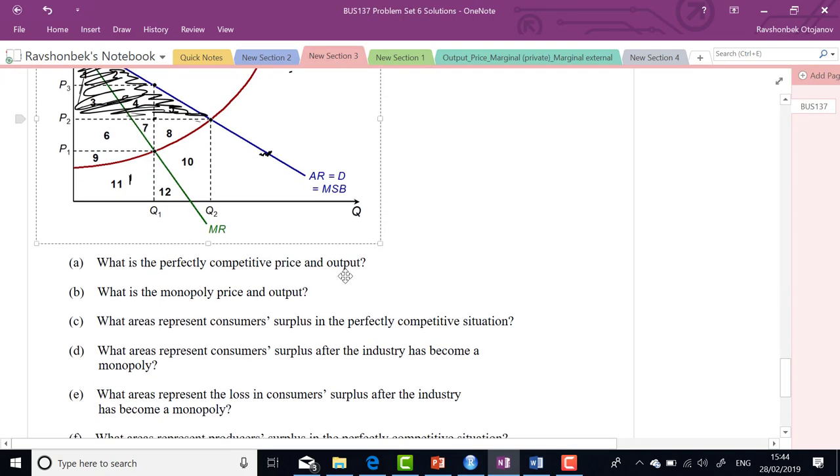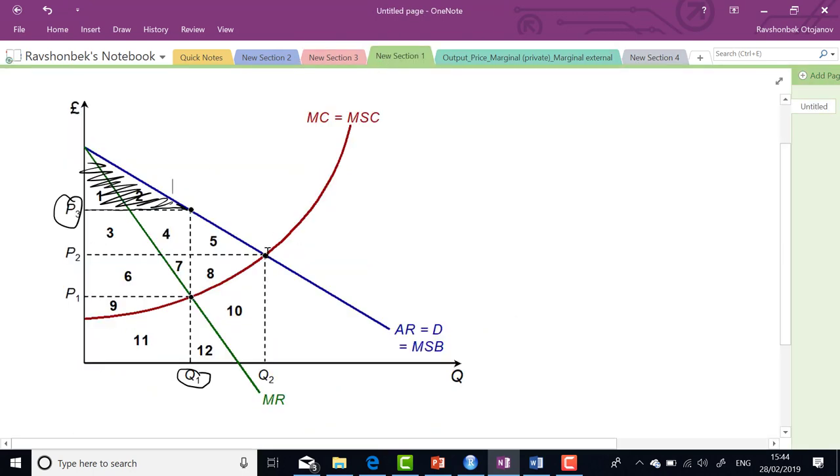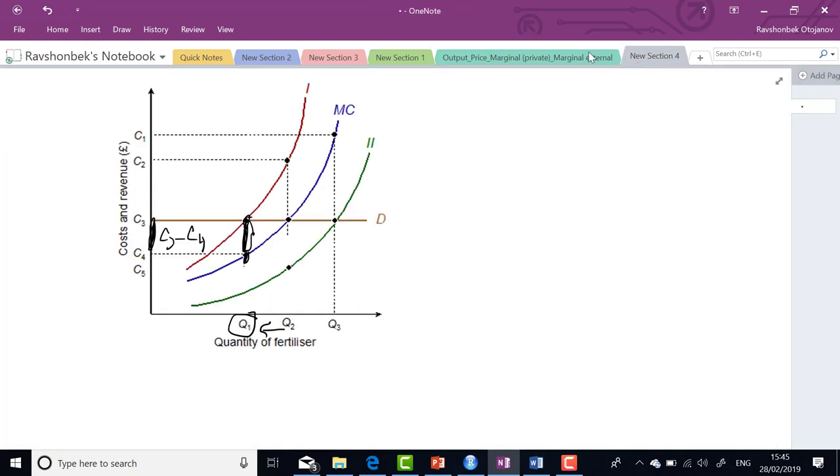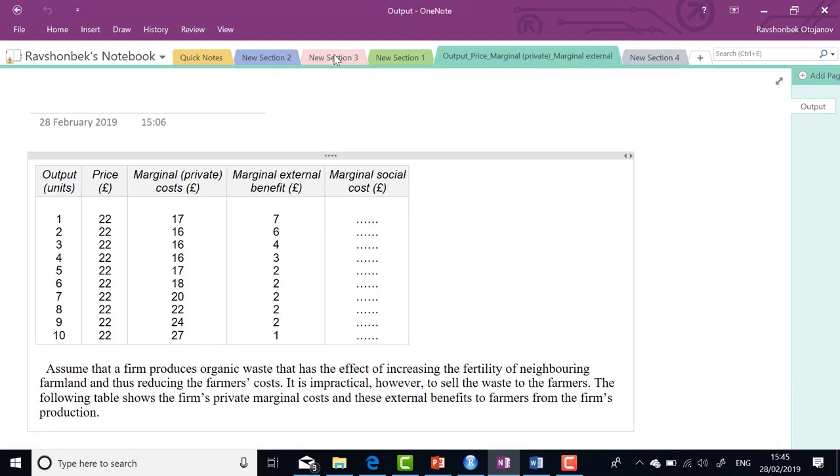What areas represent the loss in consumer surplus after the industry has become a monopoly? Yeah, it's 3, 4, and 5, isn't it? Because of monopoly, the price has risen. That means consumers initially had 3, 4, 5, 1, 2, but they lost it. They only have 1, 2 now. Their surplus is reduced by 3, 4, 5, lost to the producer. The monopoly has captured them by raising the price. Although it's selling less, it's selling at a high price, so it's making high profits.